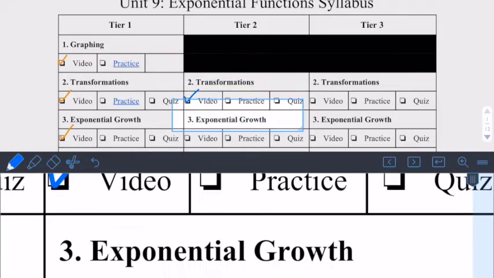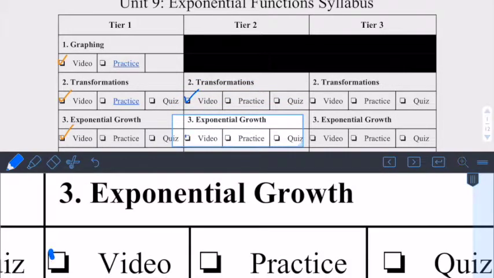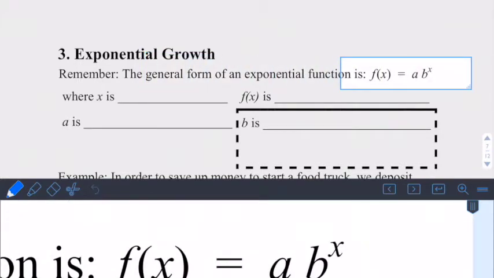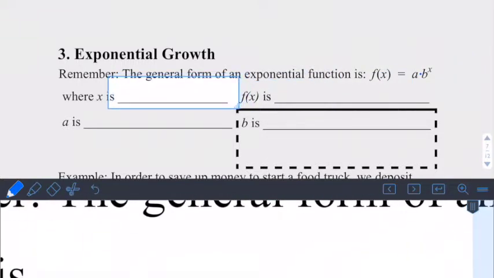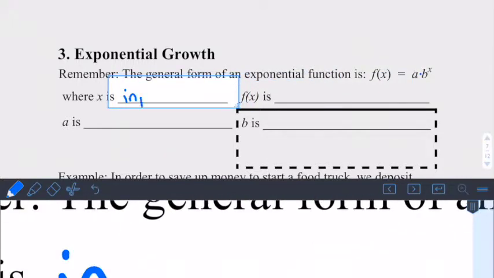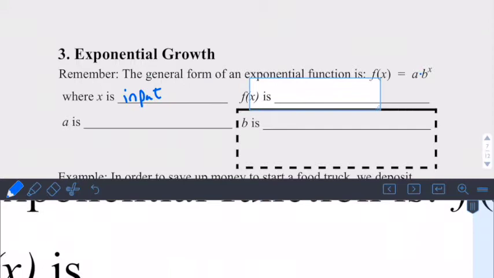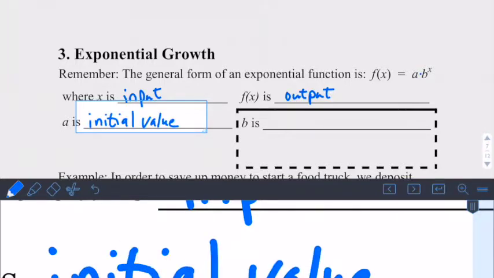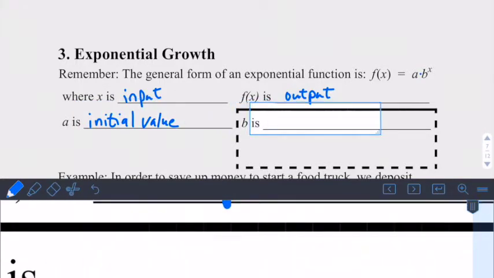This is Tier 2, Lesson 3 on exponential growth. So remember that the general form of an exponential function is this: a times b to the x power, where x is your input, f of x is your output, a is your initial value, and b is your growth factor.